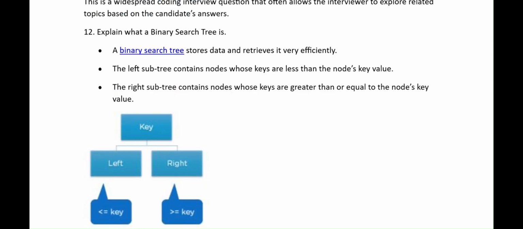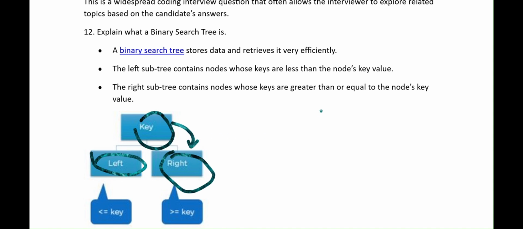What is a binary search tree? Binary tree and binary search tree are so much similar, but you have to know the major difference. In a binary search tree, the left value is less than the key. Here, the left value is always smaller than the key, and the right value is always greater than the key. It should be a greater value.